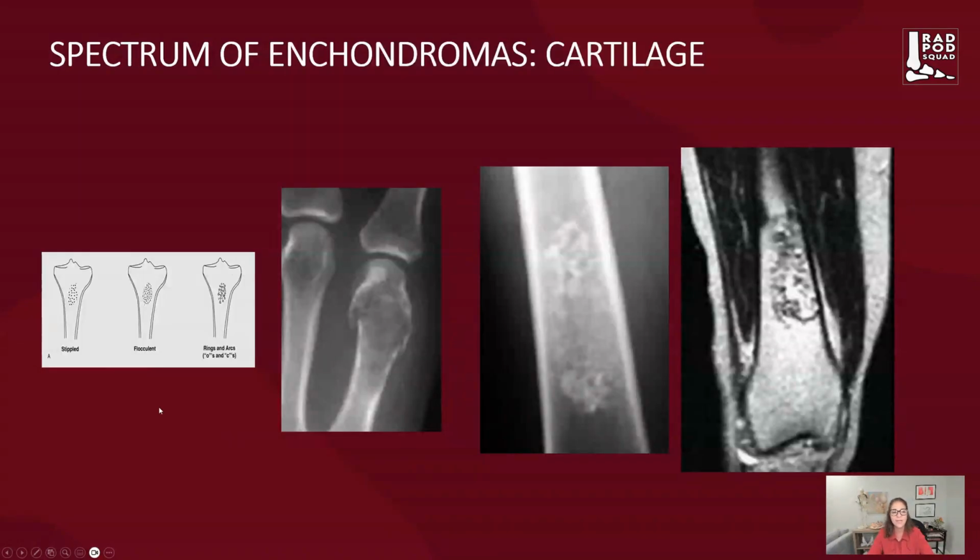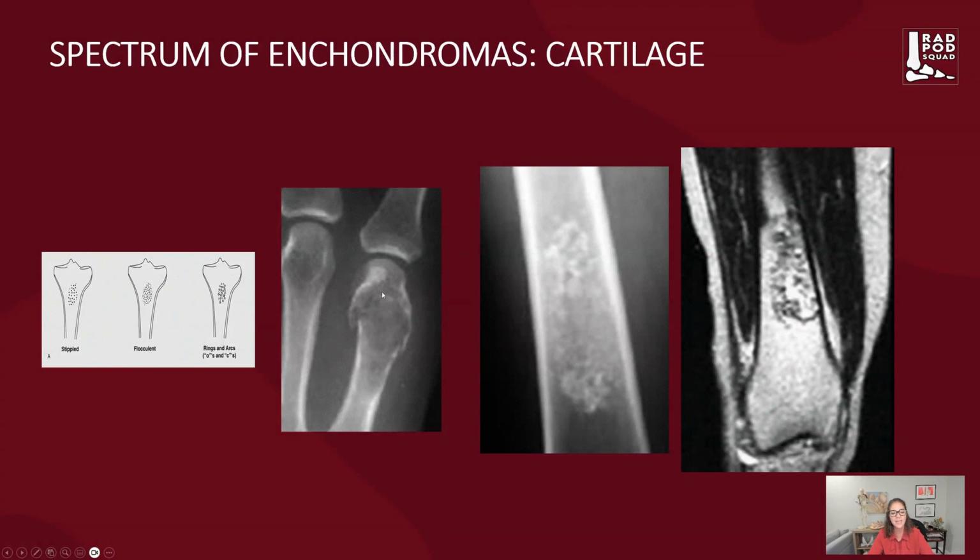The spectrum of enchondroma can be very variable. Let's remind ourselves that cartilage can be stippled, it can be flocculent, and it can move on to rings and arcs. So the stippled variant may be a very difficult variant to see that there actually is some type of chondroid matrix, but these are the three versions of this chondroid matrix.